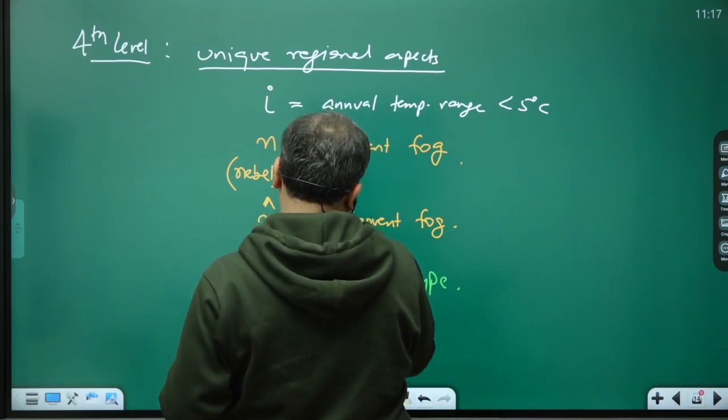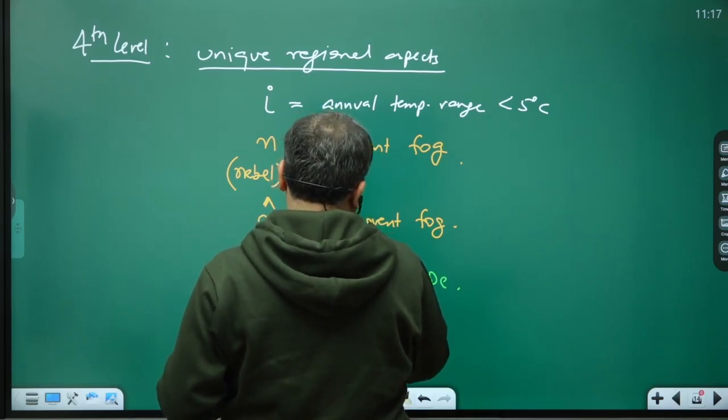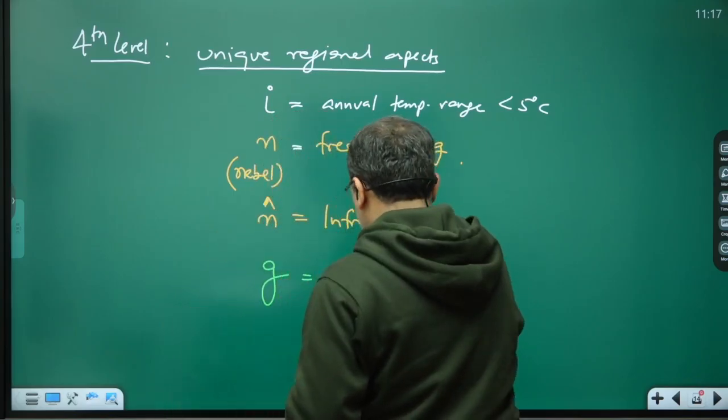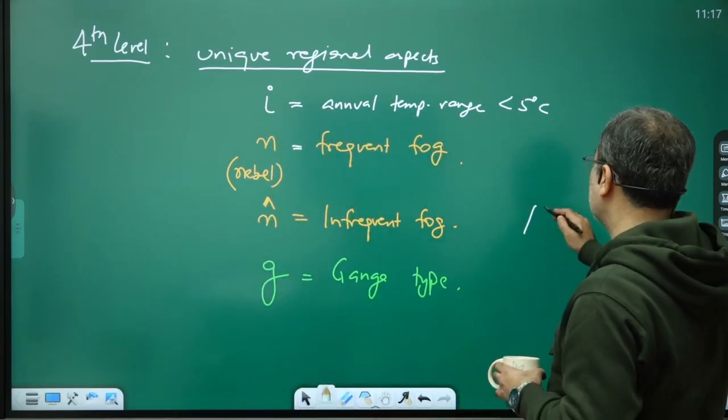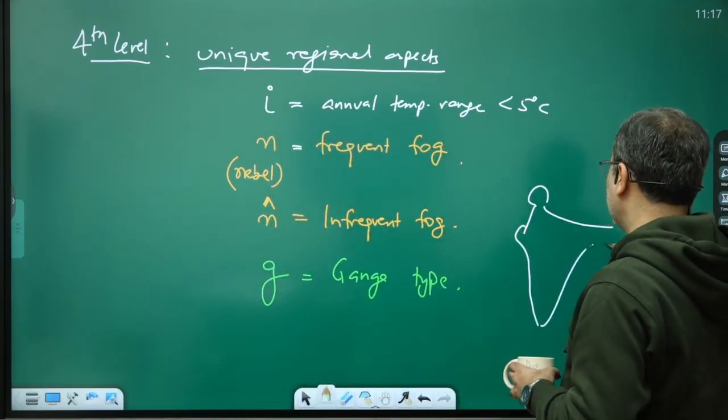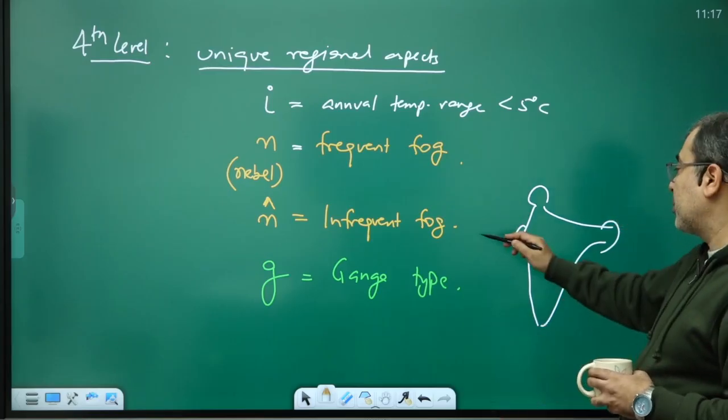So we have the North Indian plain is this. So you will find when I teach you Indian geography. So this is our Tropic of Cancer.